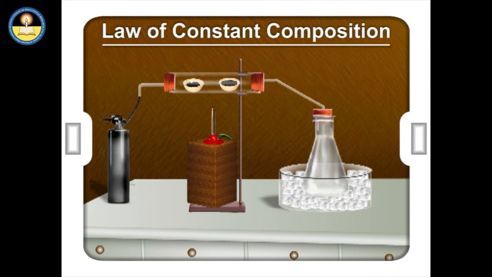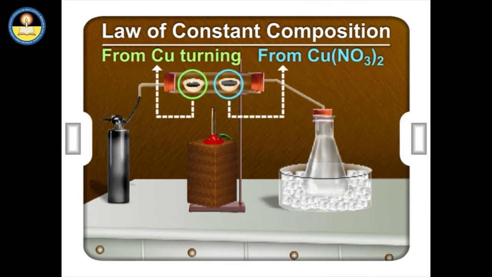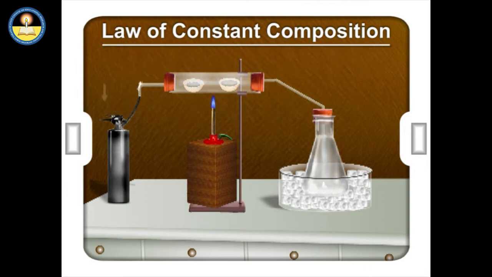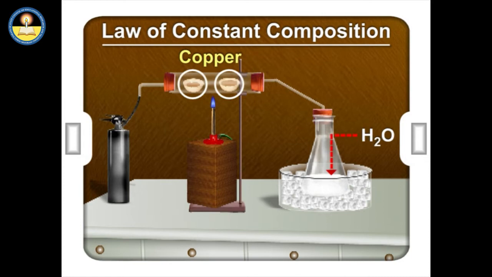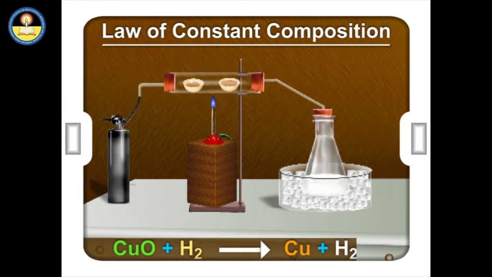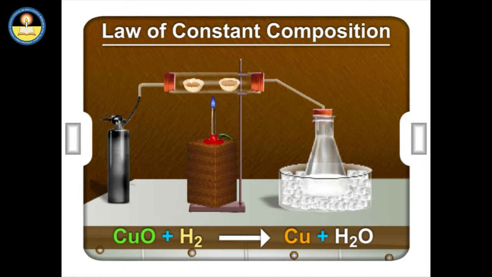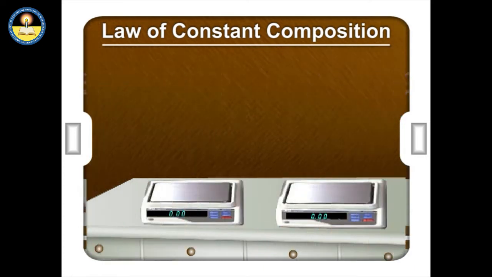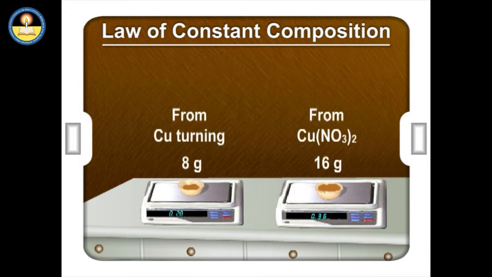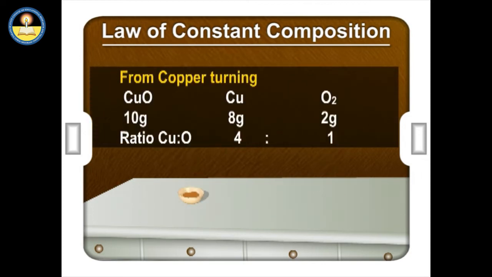When H2 is passed over copper oxide obtained from different sources, we find that CuO is reduced to copper and H2O. CuO + H2 gives Cu + H2O. When the amount of copper obtained is weighed, we find that in the first case it is 8 grams and in the second case it is 16 grams. This can be shown in the form of a table.